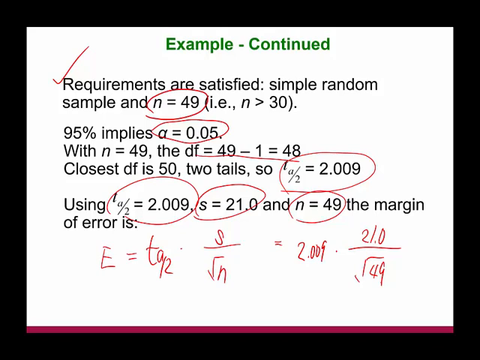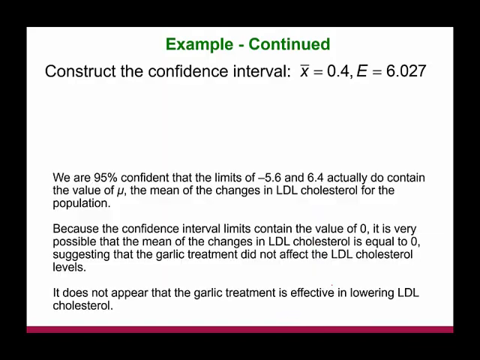The result should be, let's double check, 6.027. Okay, and that's the exact answer. We don't have to round it, and again, it's also 3 significant digits right here. So we know the margin error.